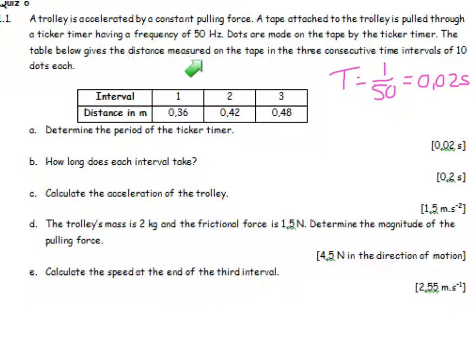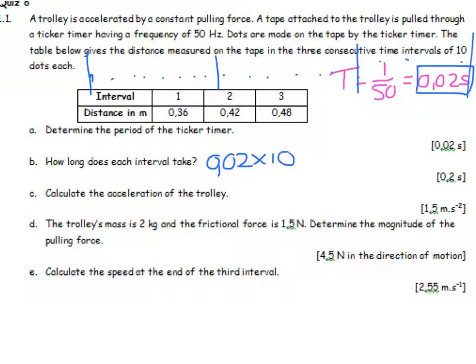The table below gives the distance measured on the tape in 3 consecutive time intervals of 10 dots each, which is 10 spaces each. We start with our first dot, and then the dots keep coming until we've got 10, and then we stop, and that's interval 1. Then we do it again, interval 2, and interval 3, which means that each interval is actually 10 times the length of time of one space or one dot. So how long does each interval take? 0.02 times 10.